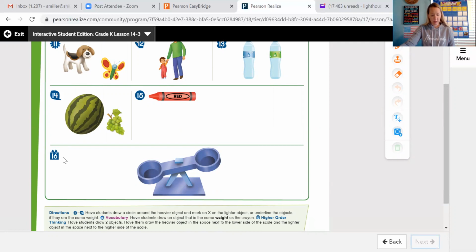And number 16, I want you to draw 2 objects. The heavier object is going to go in the space where the scale is lower, because remember, on a scale, the heavier item goes down and the lighter object goes up. So I want you to draw a heavy object on this side of the scale and a lighter object on this side of the scale. Be creative. Think about what could be heavier and what could be lighter. It could be anything you want.